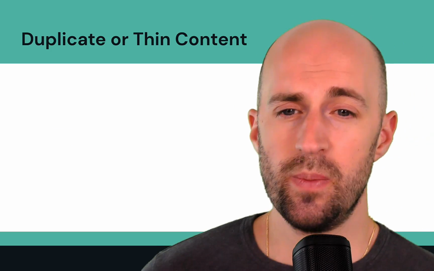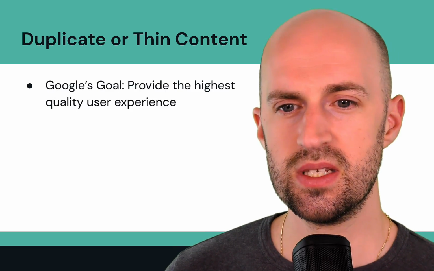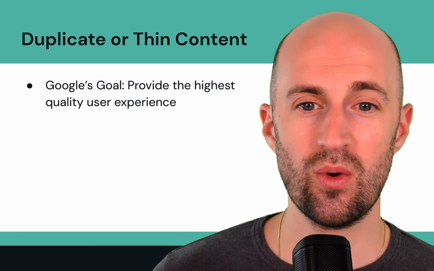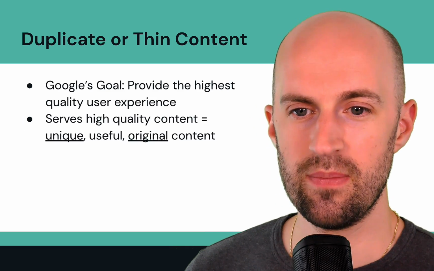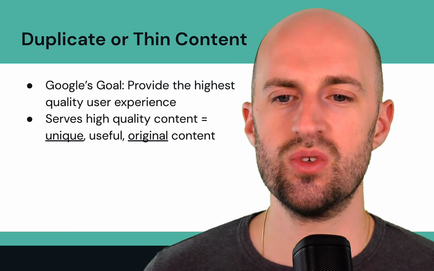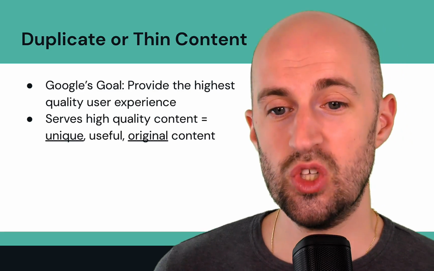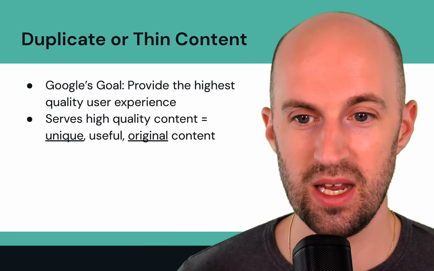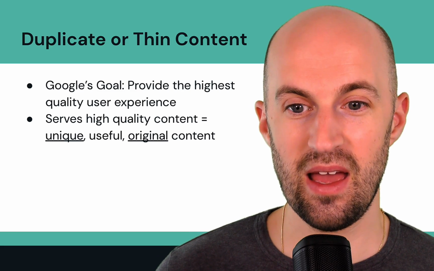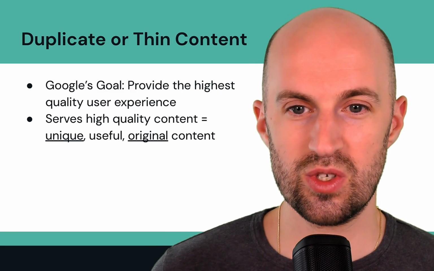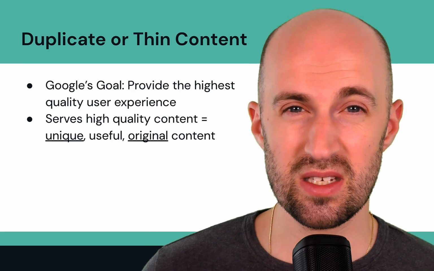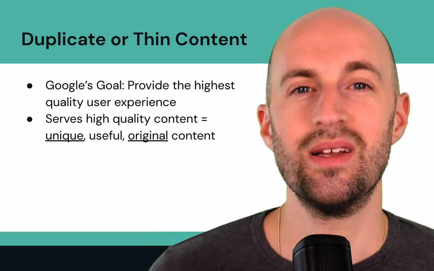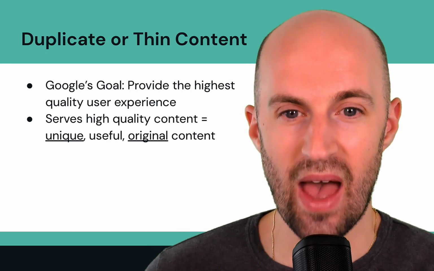Okay, next section is duplicate or thin content. Google's goal is to provide the highest quality user experience, and duplicate or thin content actually ruins that, and you'll discover why in a bit. So what you want to do is serve high quality content. What does that mean? It means unique, useful, and original content. I highlighted two words here, unique and original, meaning they shouldn't be duplicate, and they shouldn't be not useful. If you just have a few words on a page and it doesn't solve the issue or explain the answer, that's too thin. It's not enough content, not enough context for the user to feel like they got value.